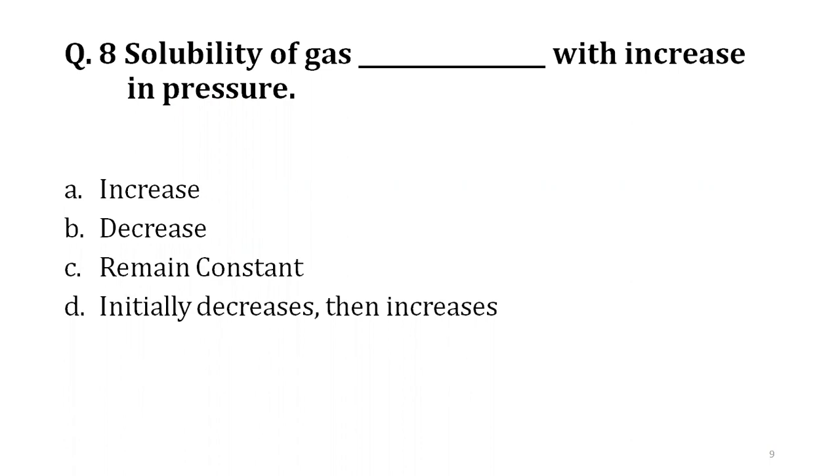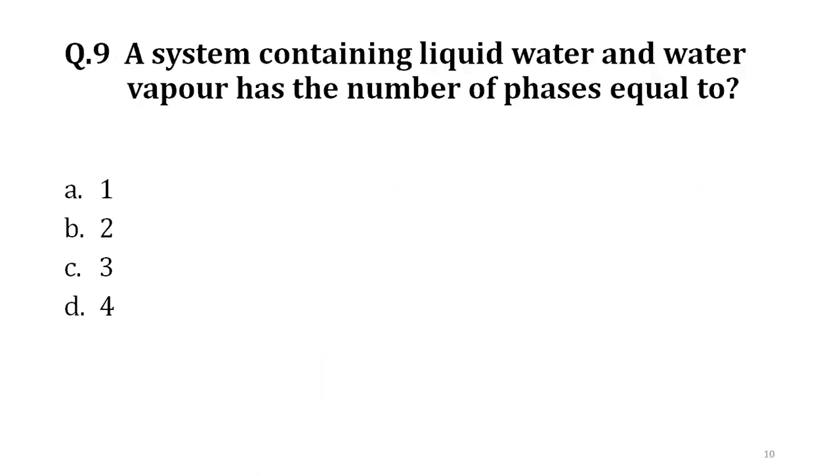This law, the effect of pressure on the solubility of gases in liquids, is expressed by Henry's law. As per Henry's law, the correct option is A, increases. As the pressure of the gas above the solution increases, the solubility of the gas in the liquid also increases. So it is directly proportional.